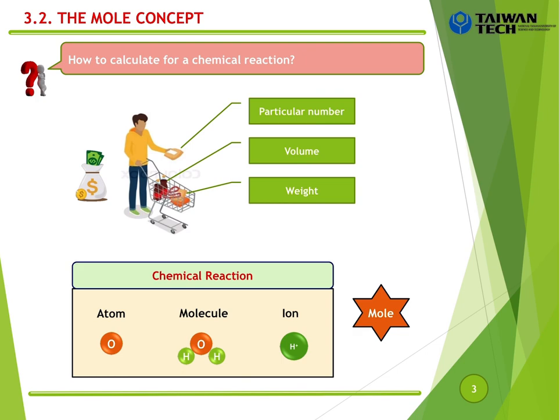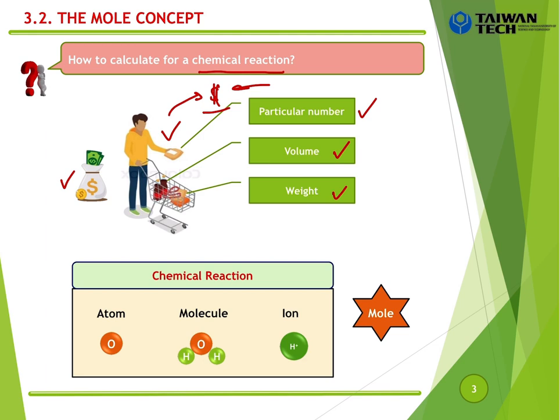And the next part, we consider the mole concept. So how do we calculate for a chemical reaction? If you come to the supermarket and you want to buy something, for some things we use the weight to calculate, for some things we use the volume, or for some things we use the particular number, and you make the payment. When you make the payment, it is changed into money. Or if you have something to sell and then you buy some other thing, it means that we also use money for our exchange.